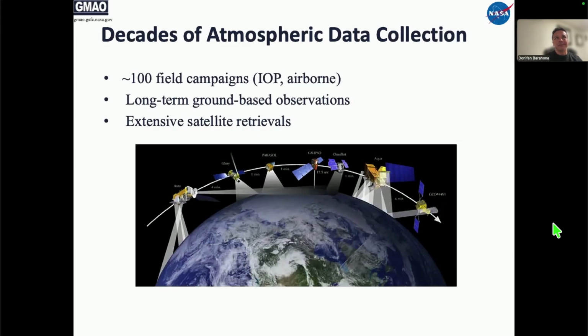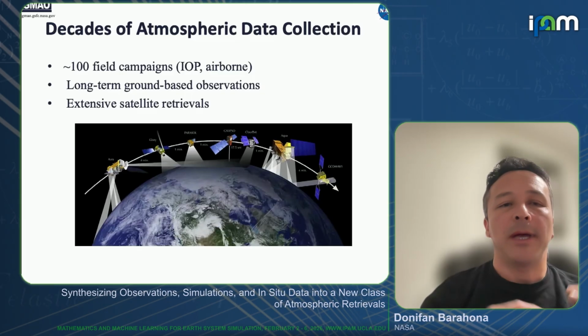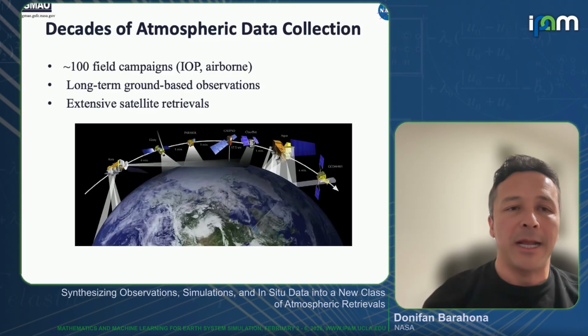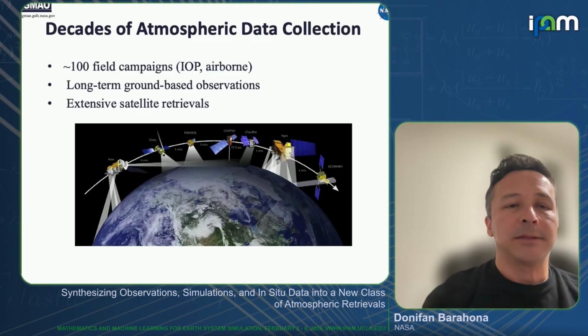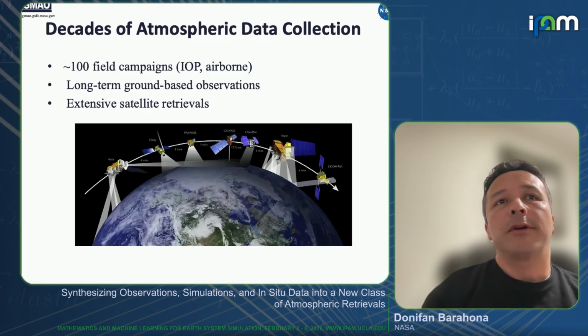Over the last few decades, there has been a lot of atmospheric data collection, and you know this too. I counted about 100 field campaigns since 1980, funded by NASA, NSF, DOE, whether ground-based or airborne. So there is a lot of data floating around. Also, we have long-term ground-based observation stations around the world that have been collecting data on clouds and other things for a long time, 10, 20 years, some of them going back a few decades. And of course, we have extensive satellite retrievals.